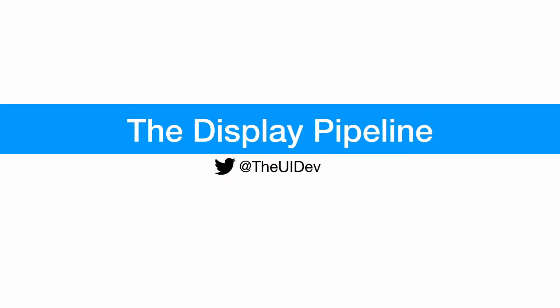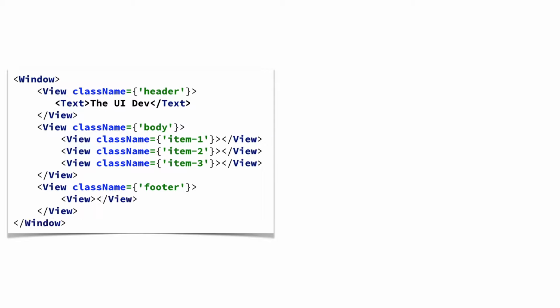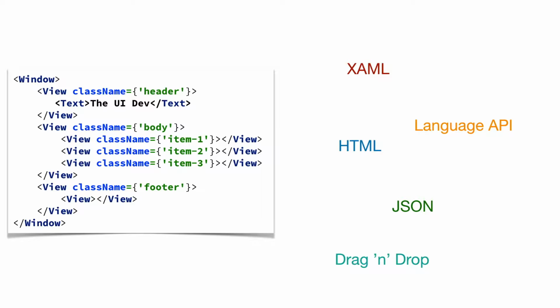The display pipeline. As a UI developer, the UIs that we want to render onto the screen have to be first described in text. And there are varieties of ways of doing it. We can use XML-based languages like XAML or HTML to create those UIs declaratively, or use imperative language-specific APIs to create them. We can also use drag and drop to visually create those UIs. Whatever be the mechanism, ultimately, these UIs have to be rendered onto the screen.